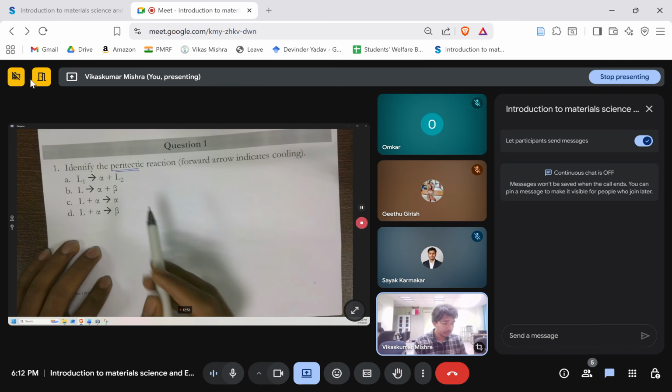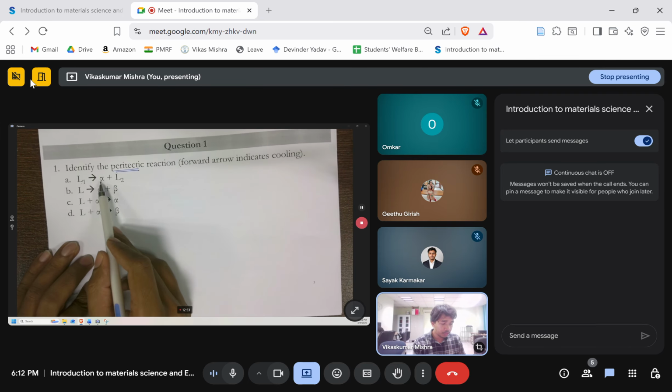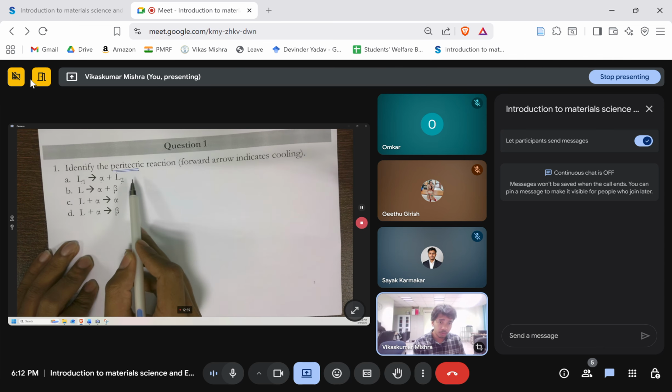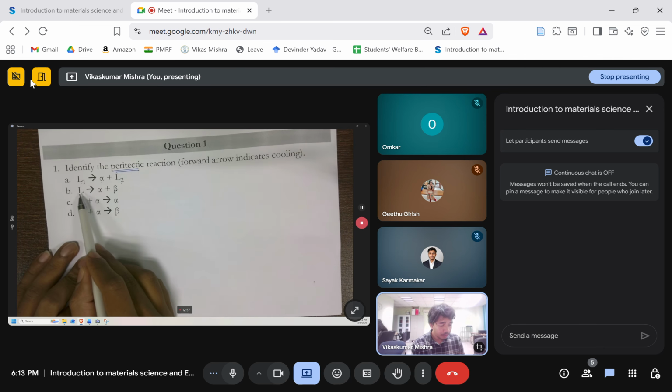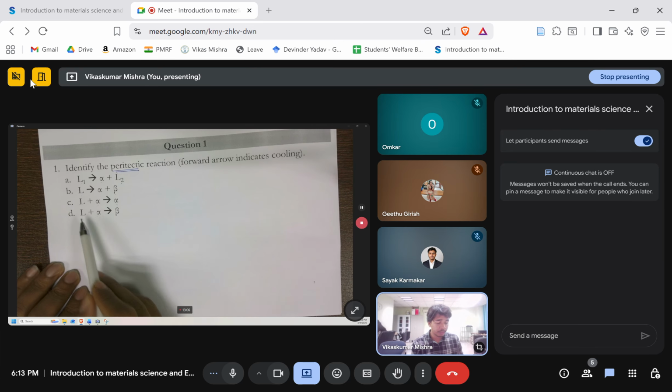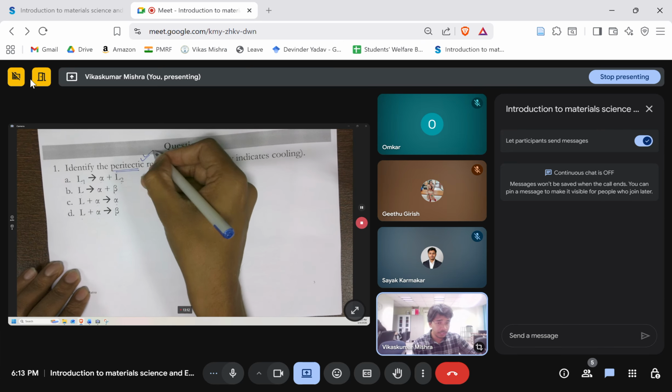Among these, option A: liquid is converting to alpha and giving a new composition of liquid. B: liquid is converting to alpha and beta. C: liquid is reacting with alpha and forming alpha itself. And here, D: liquid is reacting with alpha and forming beta. Among all these 4 options, what do you think? Which one is the peritectic reaction?